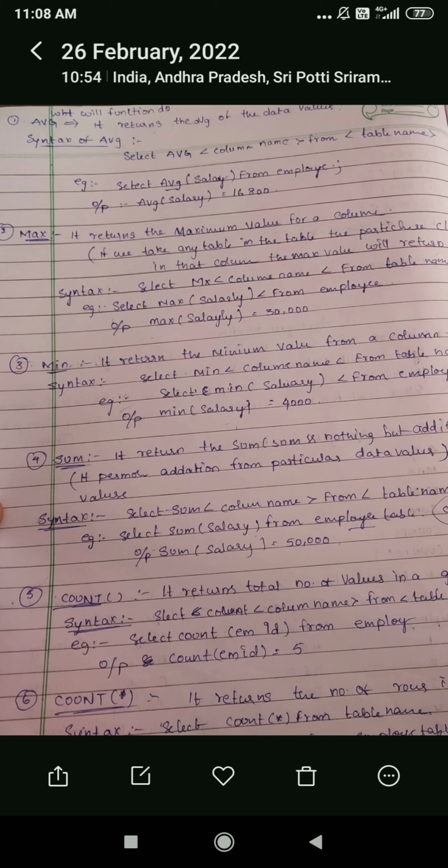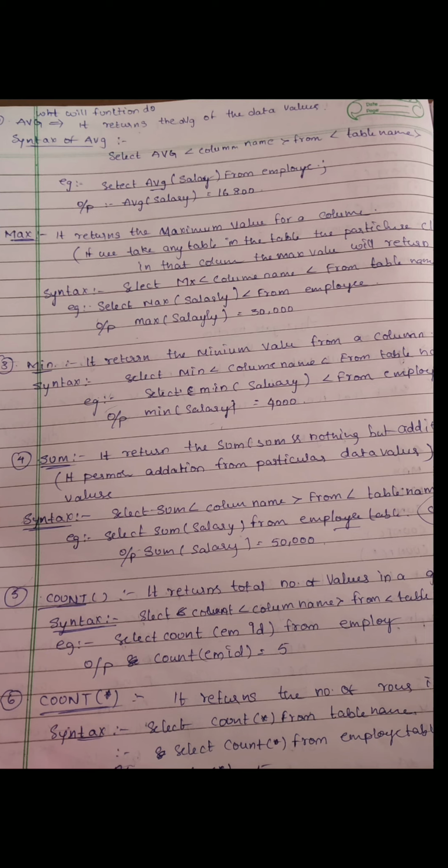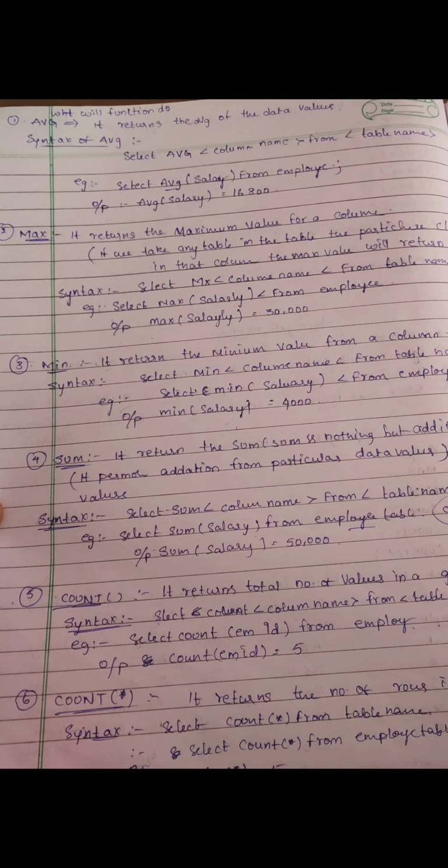What is the syntax of max? Select maximum, column name, from table name. Again we take salary: select maximum salary from the employee table. What is the maximum salary in the salary column? The highest is 30,000. So the output is 30,000.